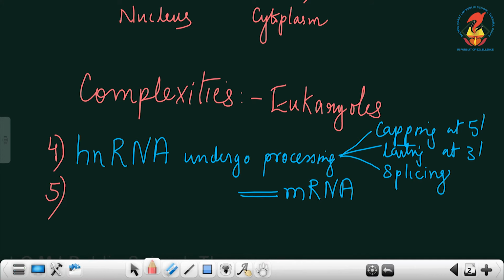It is not final. It is called the heterogeneous RNA comprising introns and exons. Introns are junks, they should be removed, and they have to undergo a process called splicing, capping and tailing, and finally they get converted into the mRNA, which is ready for translation. Whereas in prokaryotes, the mRNA that is transcribed is final. They need not undergo this processing. So that is the first complexity found in eukaryotes.